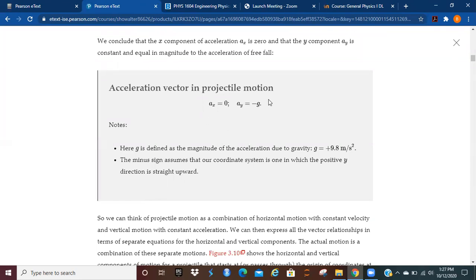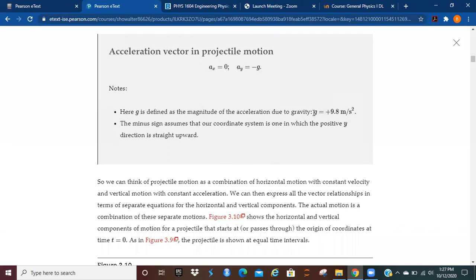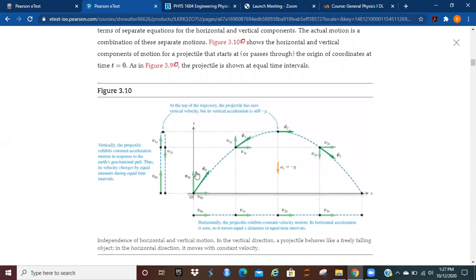So you can see the accelerations being defined here. Acceleration in the x direction is 0. The acceleration in the y direction is going to be minus g. The accepted value here is 9.8 meters per second squared. It's going to be negative because it's pointing downwards.